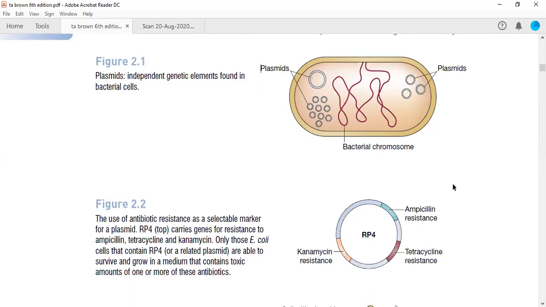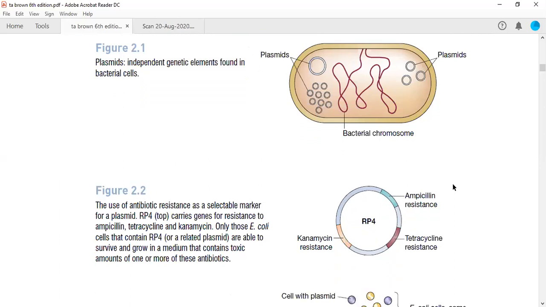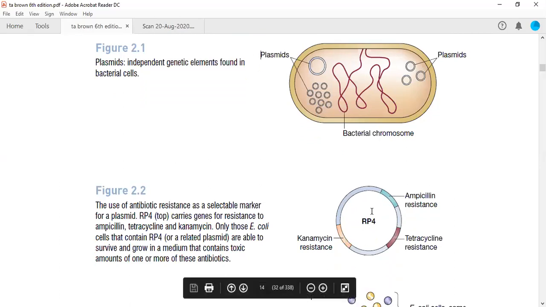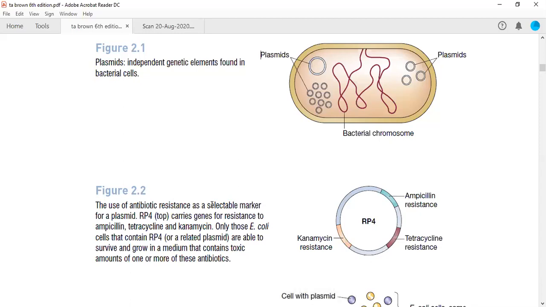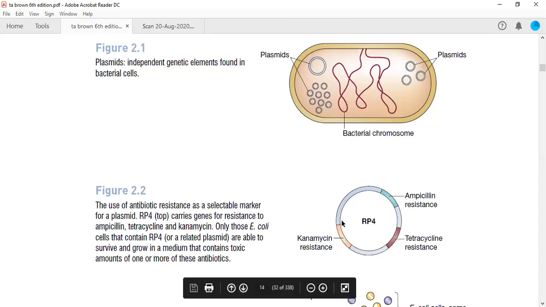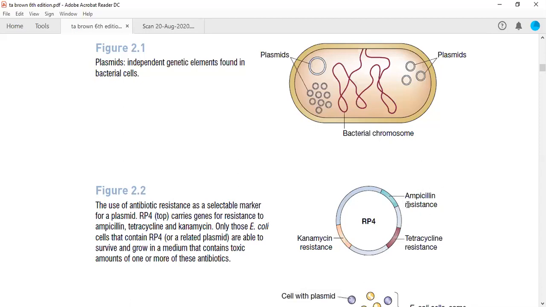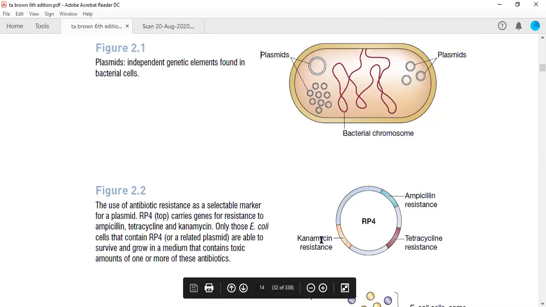Here is one plasmid given as an example. For example, RP4 is a plasmid which has three different antibiotic resistance genes. It has ampicillin resistance, tetracycline resistance, and kanamycin resistance genes on the single plasmid.